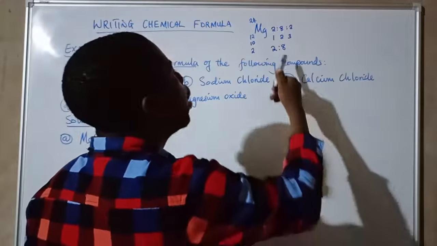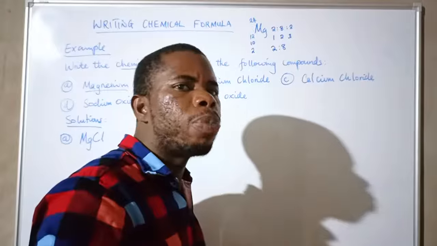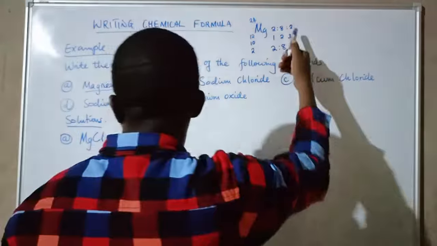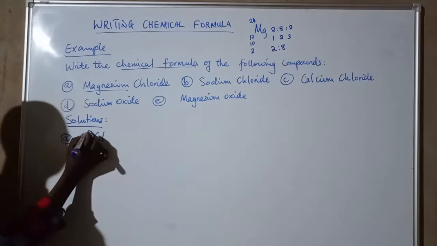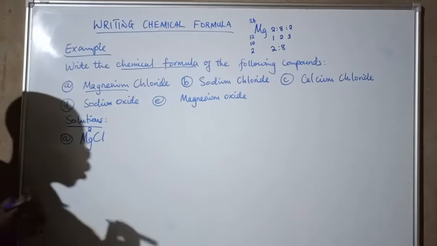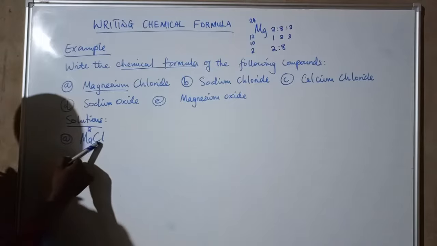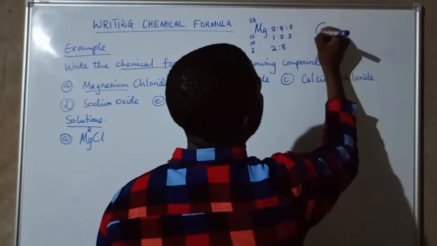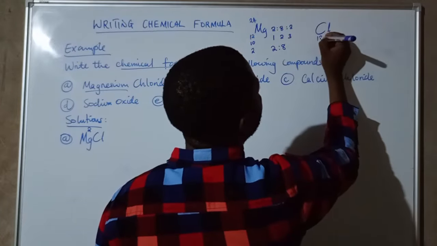Now, magnesium lost 2 electrons. Those 2 electrons become the valence for magnesium. So the valence for magnesium is 2. That valence, we write it on top of magnesium as a power here as the 2. That's how we write it. Now we have done away with magnesium, we come to chlorine. Chlorine on the periodic table is written as capital C and small letter l. Here you find there's 17.